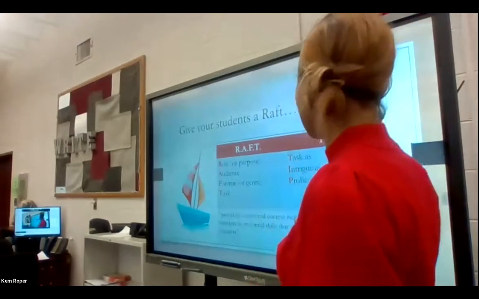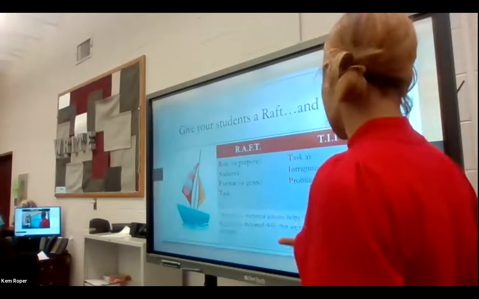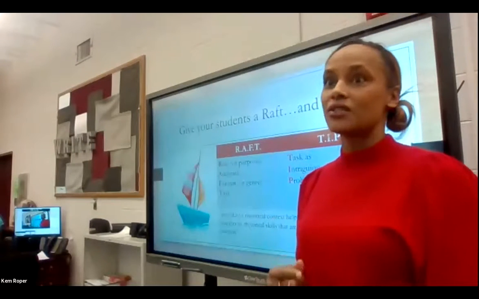Providing a rhetorical context helps students develop transferable rhetorical skills that are essential in any writing situation.